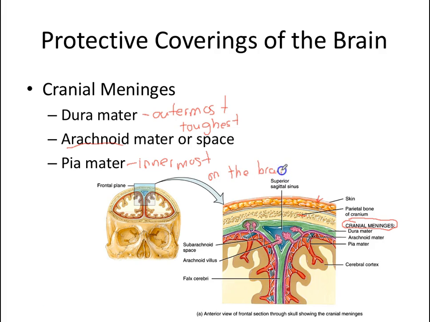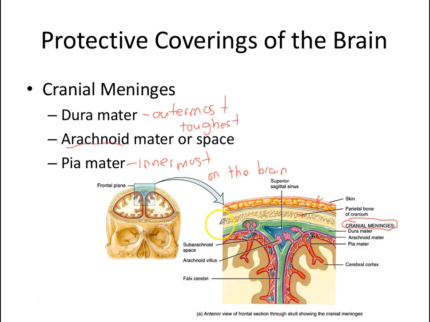So it's in contact with the brain. Really, and you'll see this again if you're dissecting the sheep brains, you really won't be able to peel off this pia mater without taking some of the brain with you. So it's in contact with it. Okay, so basically, these are our protective coverings along with the skull.